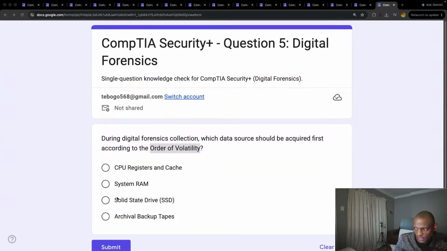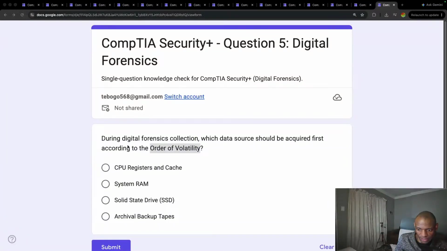Now, from all of these options, which one will be more volatile? Which one should the forensics investigator collect the data from first? You can click on the link that I've just shared on the chat and then choose the option that you think is the correct one. Which one is more volatile?